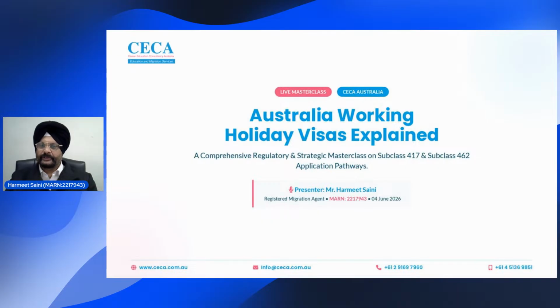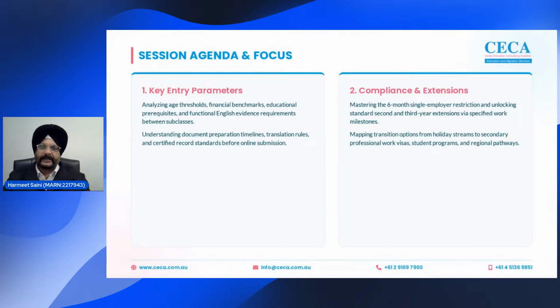In this webinar, I'm going to discuss the various subclasses which come under the working holiday visa. There are mainly two subclasses: subclass 417 and subclass 462, and I will explain the key differences between these two subclasses, and also analyze the age threshold for the application of these visa subclasses, the financial benchmarks, educational requirements, and functional English evidence that you can submit while submitting your visa applications.